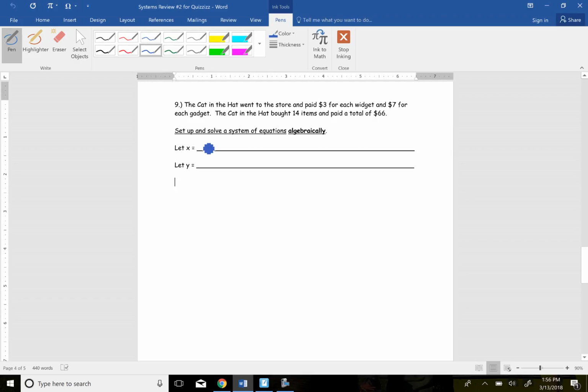So my let statement, I'm going to say X is the number of widgets, and then that would make Y the number of gadgets. Looking around the room yesterday, a lot of you just wrote widgets and then gadgets. Be more specific. Is it the cost of the widgets? Is it the number of gadgets? Be more specific. Number of gadgets.